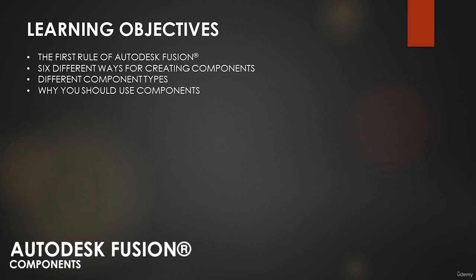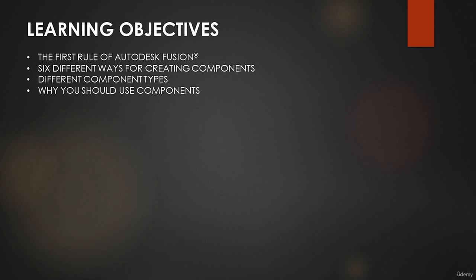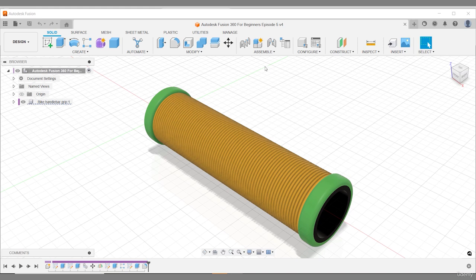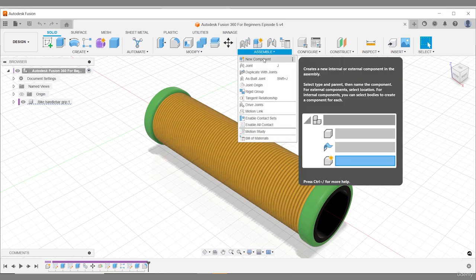In this lesson, you will learn about components. The first rule of Autodesk Fusion is to create a new component. Components are critical for your Autodesk Fusion success, and you have many reasons to use them.